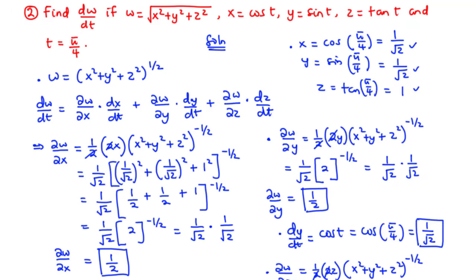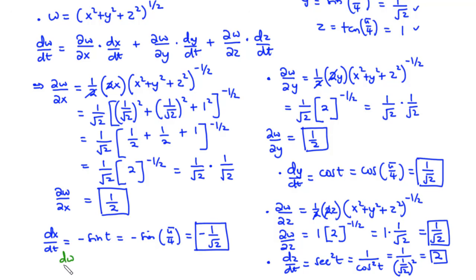So finally we have dw/dt. So dw/dt is equal to the partial with respect to x, we had that to be 1 over 2, times dx/dt, that is negative 1 over root 2, plus the partial with respect to y, that we had 1 over 2, also times dy/dt, that is 1 over root 2, again plus the partial with respect to z, that also we had 1 over root 2, also times 2.